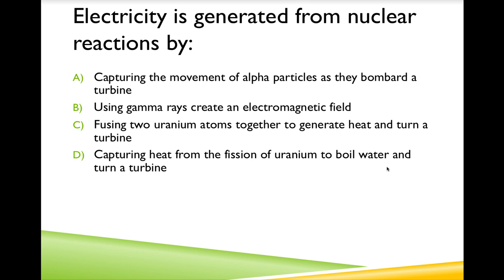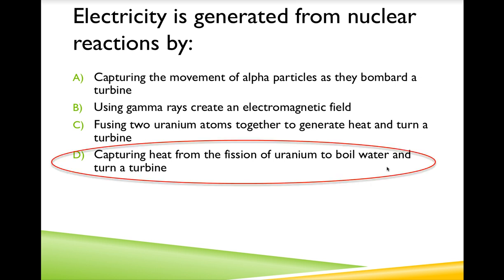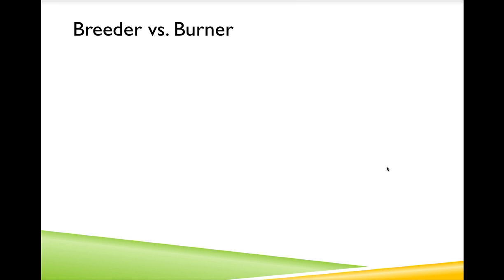So I know it's a lot to take in. Go ahead and pause your recording if you need to think about it. And the correct answer is D, capturing heat from the fission of uranium to boil water and turn a turbine. If you have questions, just scroll back a little bit, review that figure of the nuclear power plant, and then move forward.